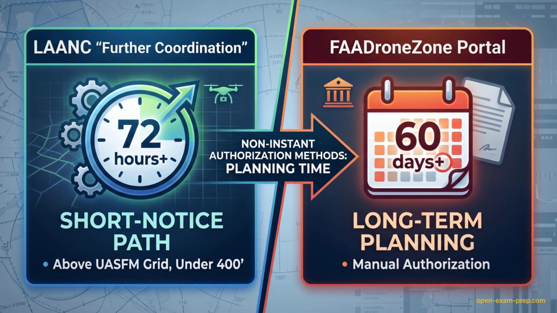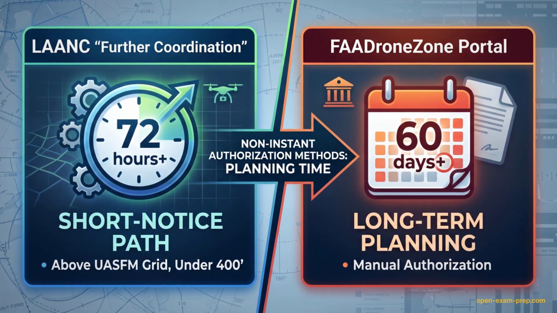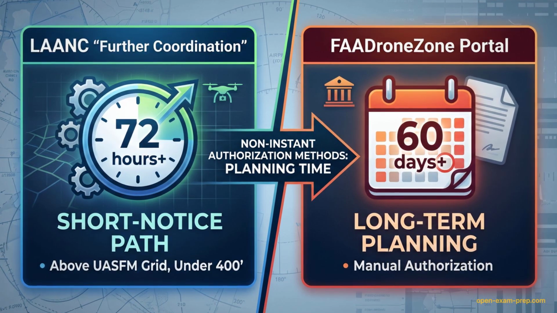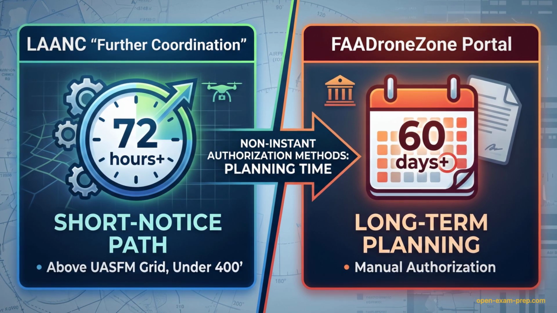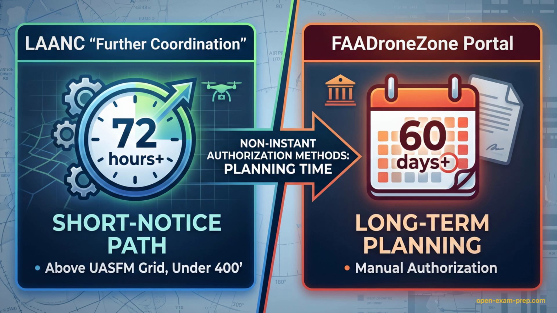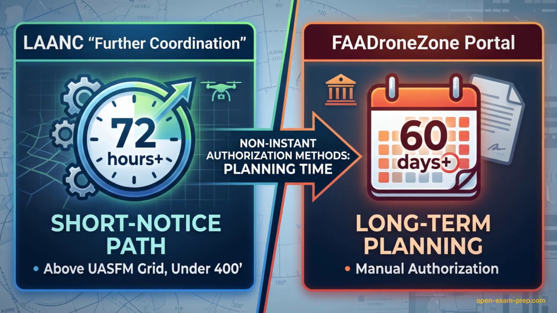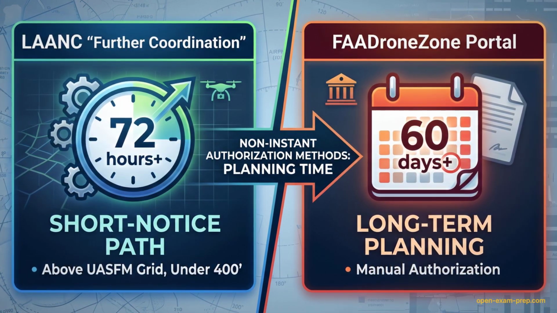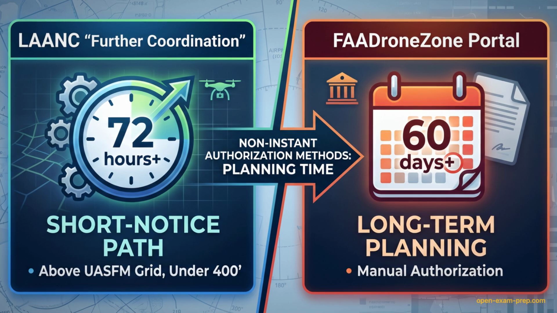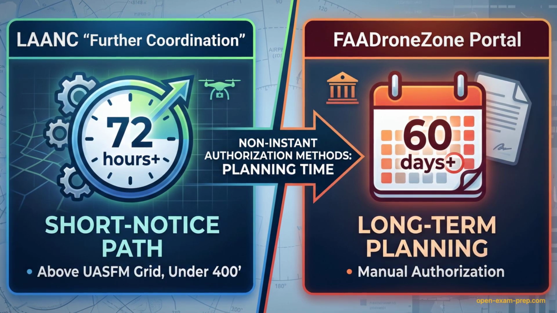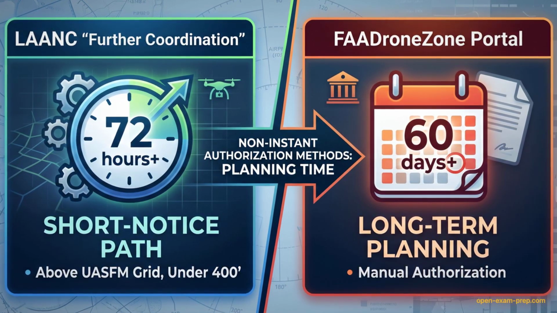You have other options, but they require more planning. If a LAANC provider supports it, you can submit a request for further coordination above the grid altitude, but it must be done at least 72 hours in advance. For airports not on LAANC, you must use the FAA Drone Zone portal. This is a fully manual process, and the FAA advises submitting requests up to 60 days in advance.